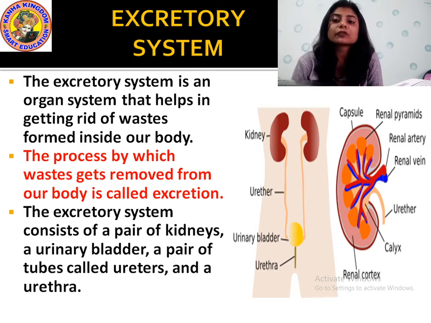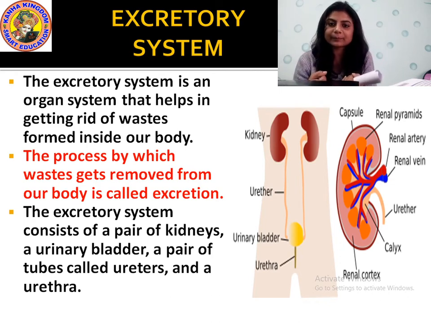It consists of a pair of kidneys. Then urinary bladder. Then a pair of tubes, that means two tubes, that are connected with the two kidneys, okay, and get connected to the urinary bladder. Okay, the two tubes get connected to the urinary bladder. You can see in the picture, it is given there.